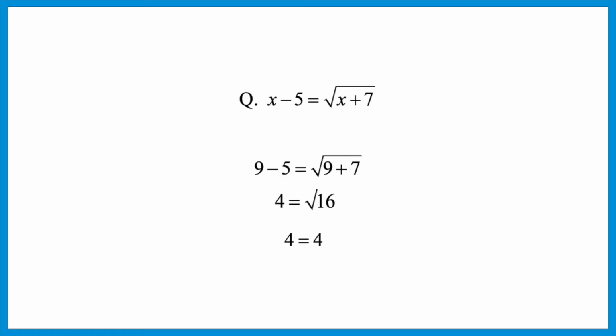Plugging in the 9 would give us 9 minus 5 equals the square root of 9 plus 7. 4 equals the square root of 16, so 4 equals 4. That works. That means that 9 is a good answer. So when we factored the original expression, we got 2 and 9, but only 9 was correct. However, if this was a multiple choice question, you can bet that the answer choices would absolutely list 2 as a possible answer as well. This is called an extraneous root.